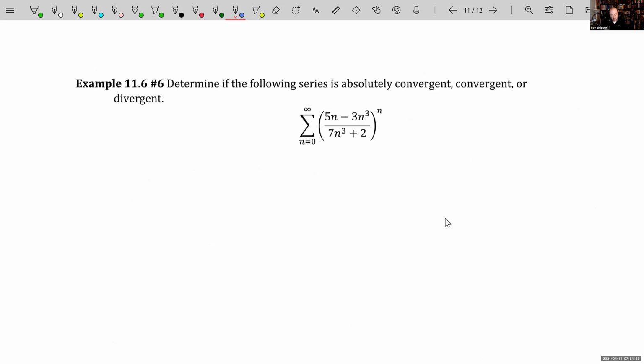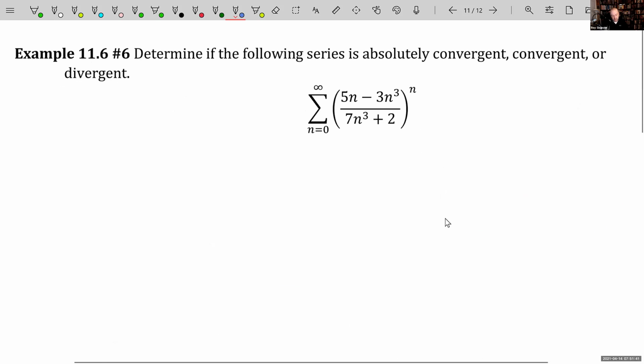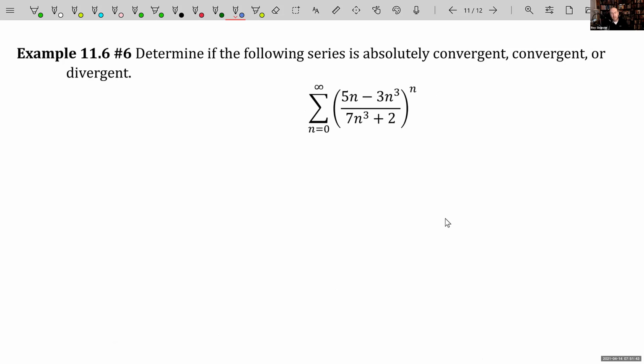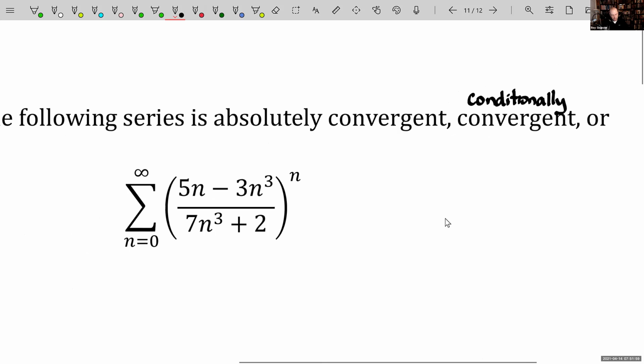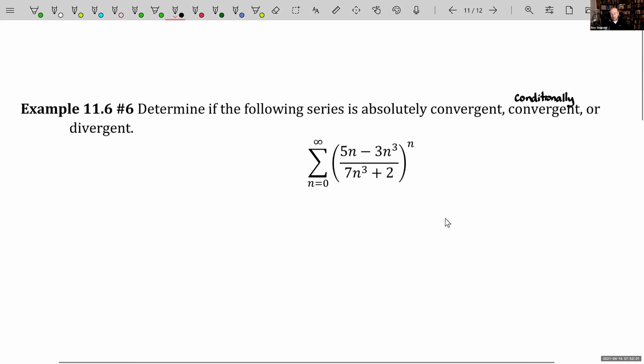So let's go ahead and do one final example. Determine if the following series is absolutely convergent, conditionally convergent, or if it's divergent. That's what that was supposed to say. It's fixed in my lecture notes. I just haven't fixed the ones I'm writing on right now.